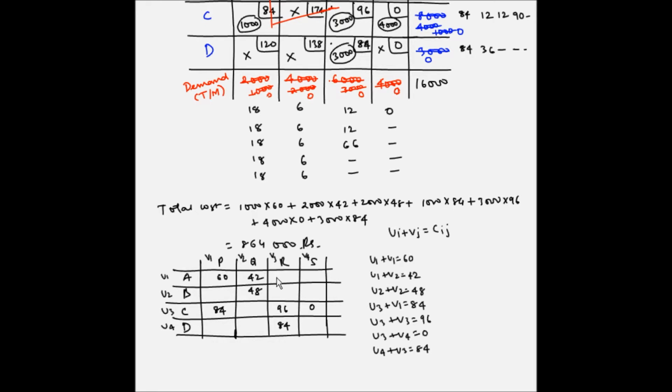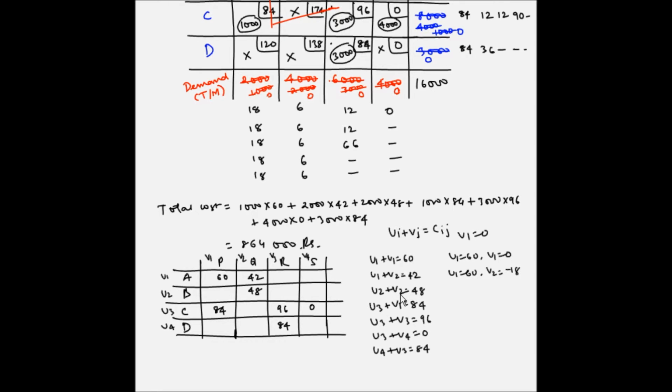We can assume one variable to be 0 arbitrarily. So let's assume V1 as 0. And with this, let's try to find out the remaining values of the variables Ui and Vj. So V1 is 0, so U1 becomes 60. So U1 is 60 and V1 is 0. Now U1 is 60, so V2 becomes 42 minus 60. So U1 is 60 and V2 is 42 minus 60, which is minus 18.